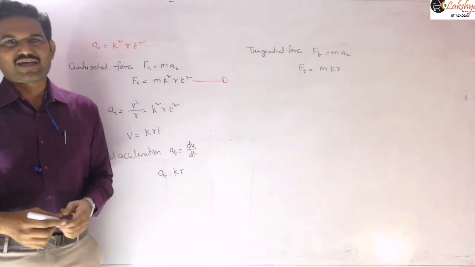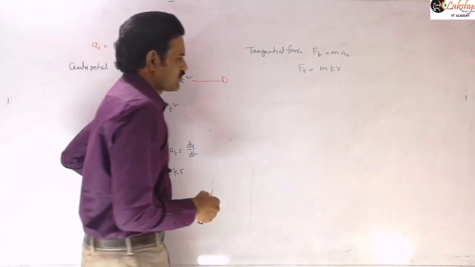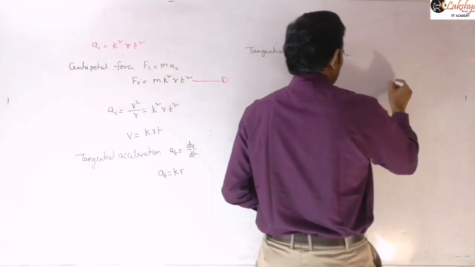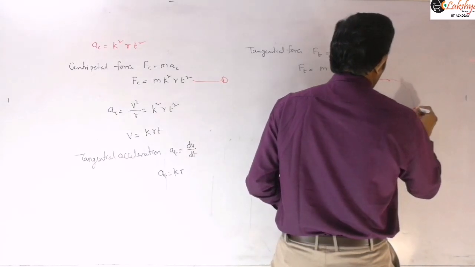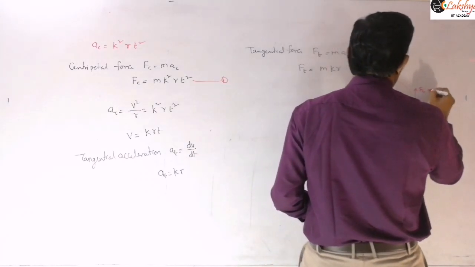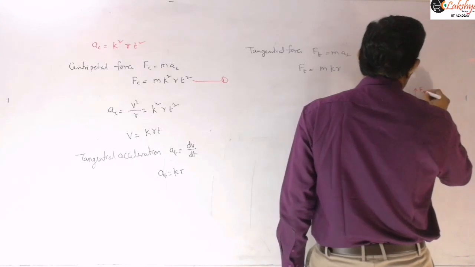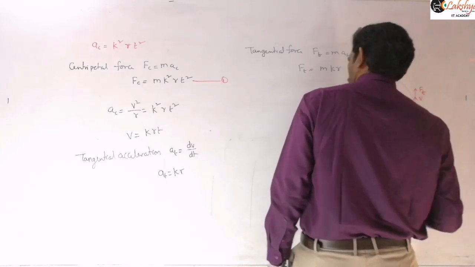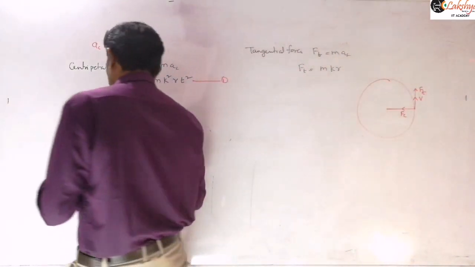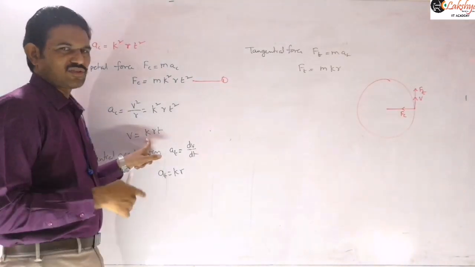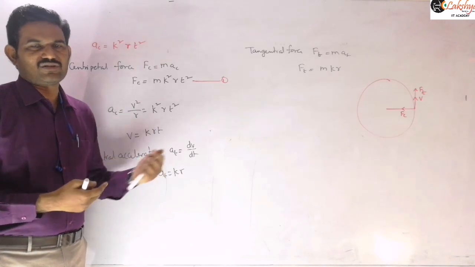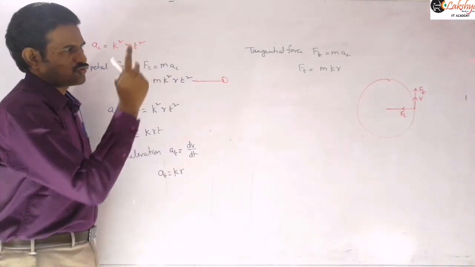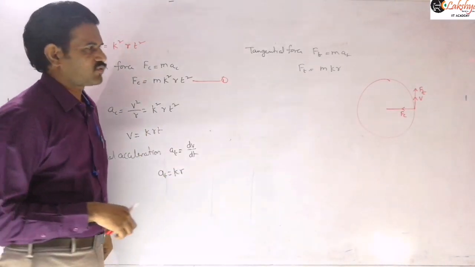Now power calculation is required for us. So Fc will be along this direction and Ft will be along this direction here, and you can observe that here the speed of the particle is increasing with time. The speed of the particle is increasing with time means Ft and speed are in the same direction. The tangential acceleration and velocity are in the same direction. So the angle between them is 0, you can conclude there, right?